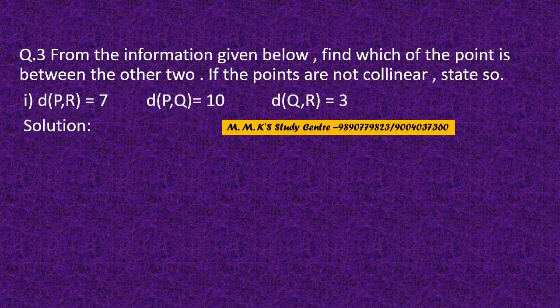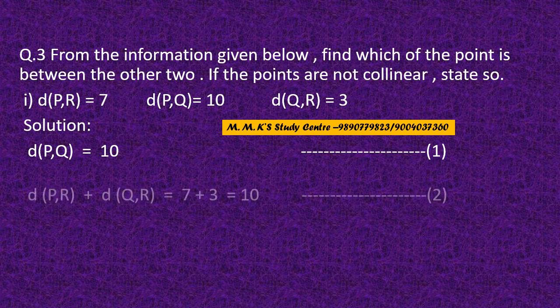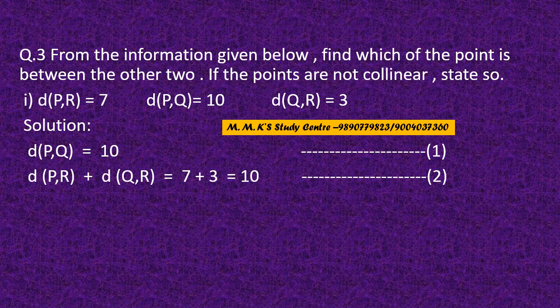So here, first question, we are having distance PR is 7, distance PQ is 10 and distance QR is 3. So in solution, children, first of all we will write down the greatest distance as it is, that is distance PQ is 10. We will label it equation 1. Then the remaining 2 distances we will add. So distance PR and distance QR we will add. So 7 plus 3 you will get 10.